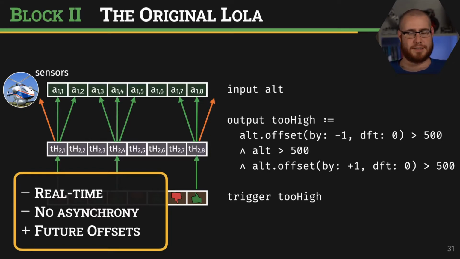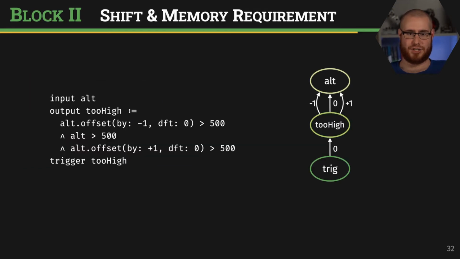additional work. So what we have to do is we have to consider when can we compute values. If we get a new value for the altitude, then we cannot necessarily compute the respective value for too high, because it refers to the next value of altitude, which we don't have yet. So we have to delay the computation of too high by 1 step until we get the next value of the altitude. And this delay is manifested in the shift.